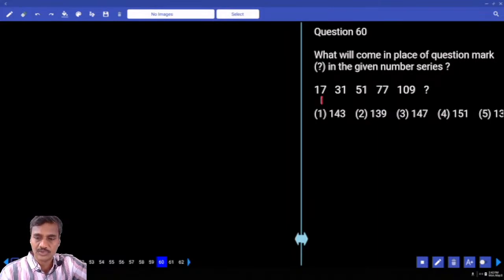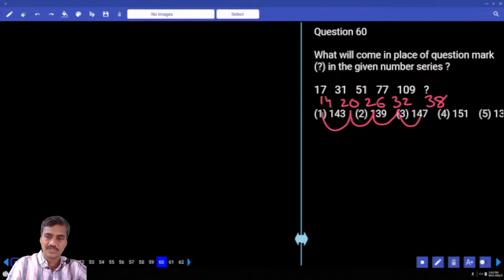The difference is 14. 31 and 51, 20. 51 and 77, 26. 77 and 109, how much is that? 32. Now 14 plus 6, 20 plus 6, 26 plus 6, 32 plus 6, 38. 38 plus 9, 47. 147, choice 3, question number 60. Clear? Now this is about RRB Clerk Prelim, paper number 15.